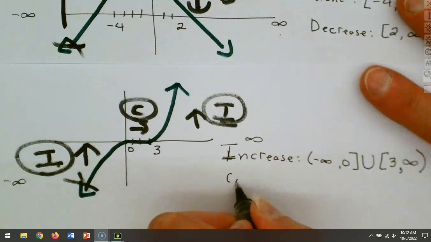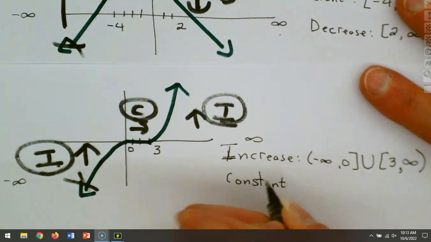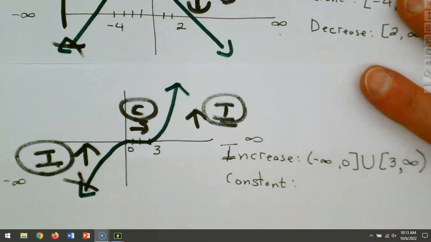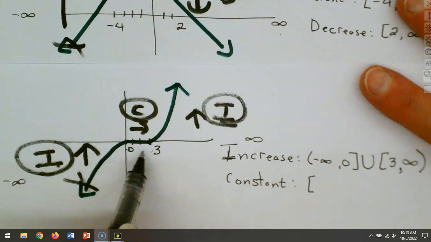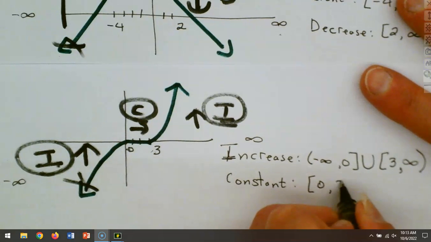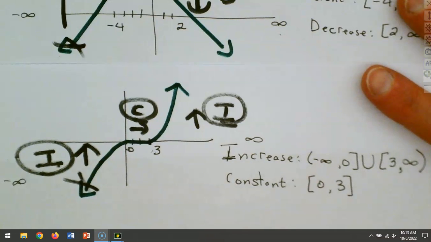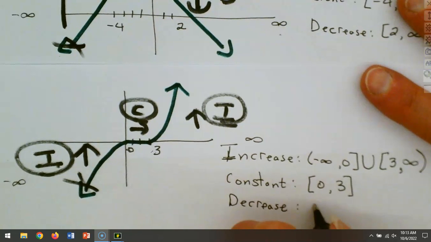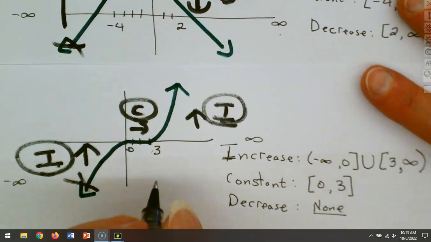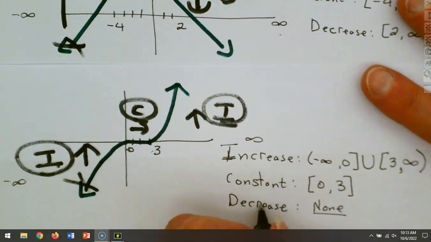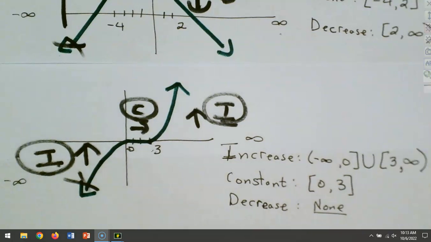What about the constant part? Where is it constant from? Can someone tell me? Right in this region right here, and that's going to be 0 to 3. And what about the decrease part? Is there any decrease at all? Nope, there is none. It never decreases. Okay, are we all right with these? Do we see how these are working?